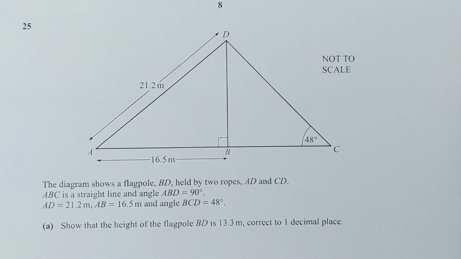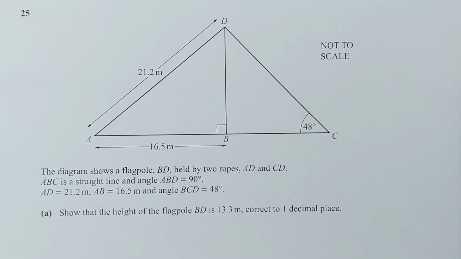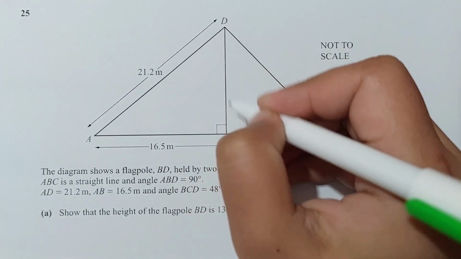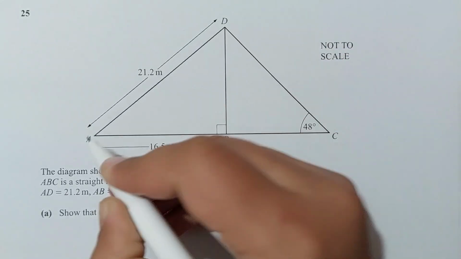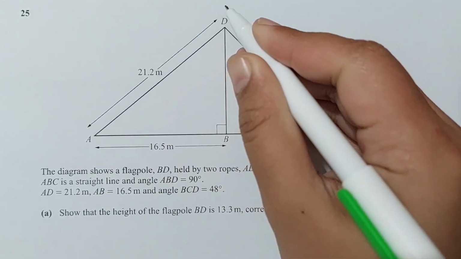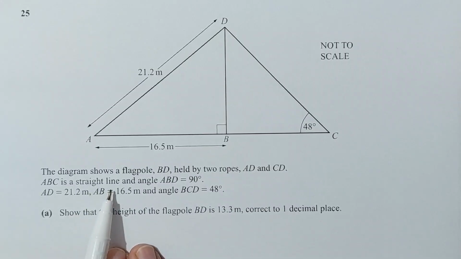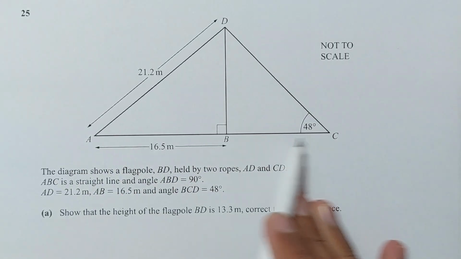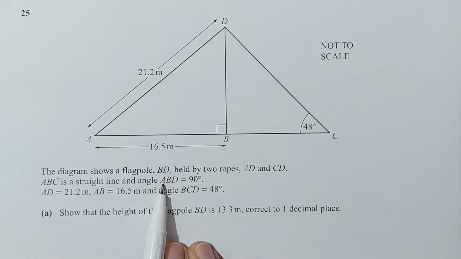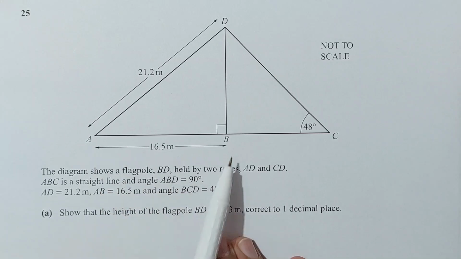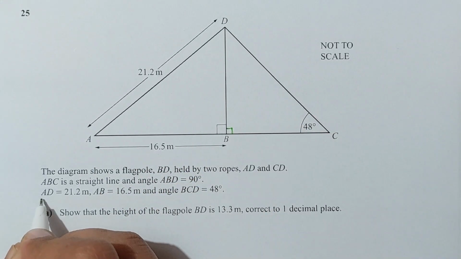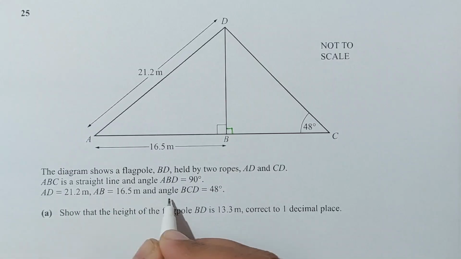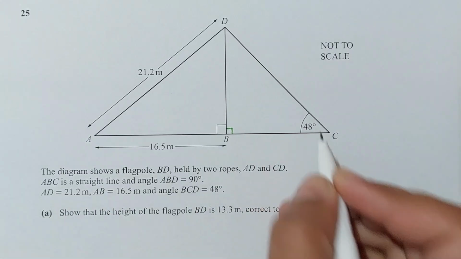Question number 25. The diagram shows a flagpole. BD is a flagpole held by two ropes, AD and CD. ABC is a straight line, A, B and C. This is a straight line. And the angle ABD is perpendicular also, and this is also a right angle. AD is given, AB is given, and this angle is given, which is 48.